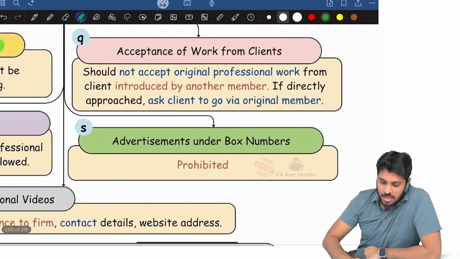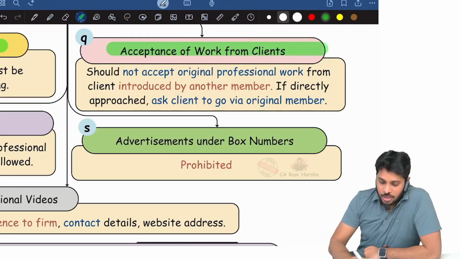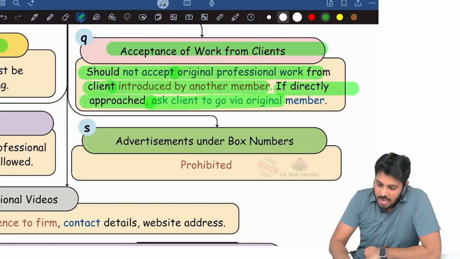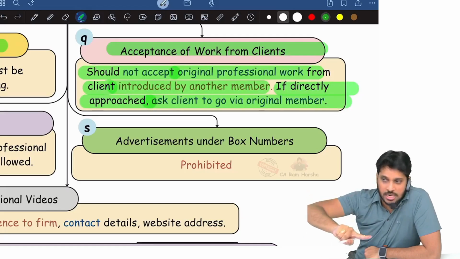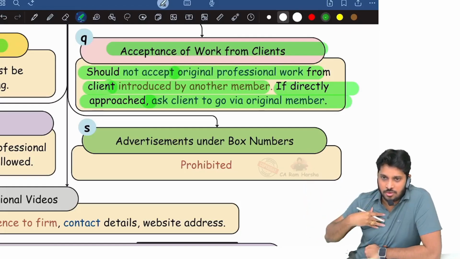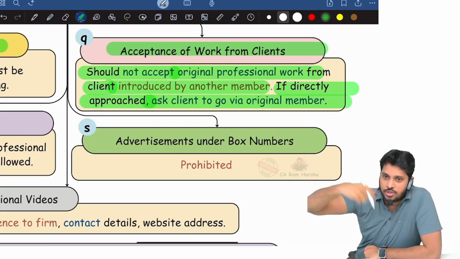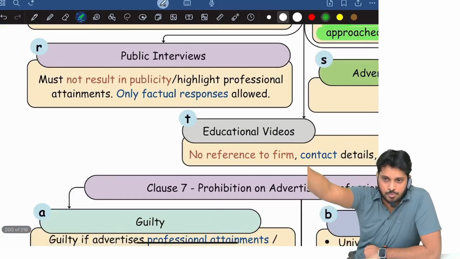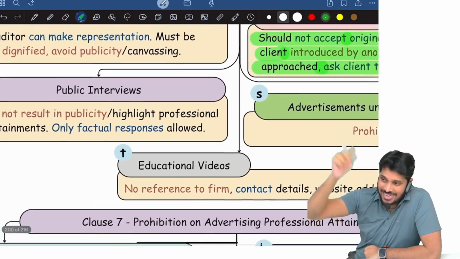Next. Acceptance of work from clients. You should not accept original professional work from a client introduced by another member. If directly approached, ask the client to go via the original member. For example, my friend opened an office, he called me, and his clients are also coming there. I should not grab their clients. Simple logic. Through him, with his permission, you can take his clients.